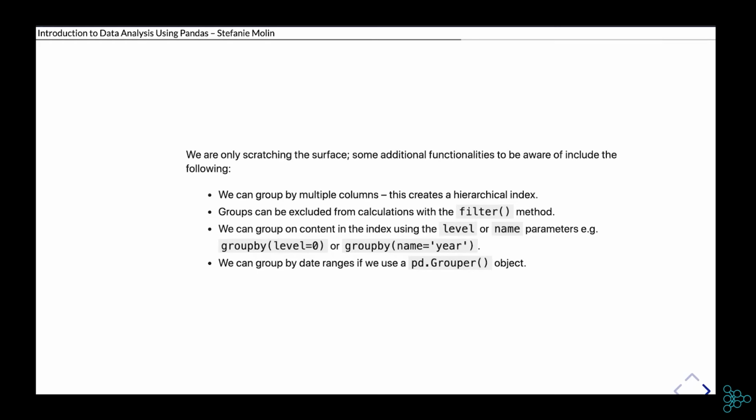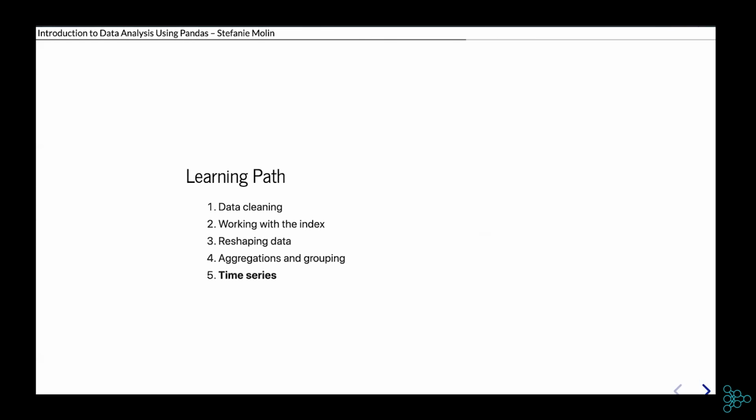You can also group by stuff that is in your index if you have a level number for it or the name of it. So you'll have a name in the case where you either explicitly set a name, or if you set an index. We saw before, when we set the pickup column as the index, that would still have a name, and so you could access it like that. And finally, you can group by date ranges if you use a pd.Grouper object. Another way of doing that is with resampling, which we're going to look at next. So I've also linked the documentation for more on all of this. And with that, we'll move on to time series.